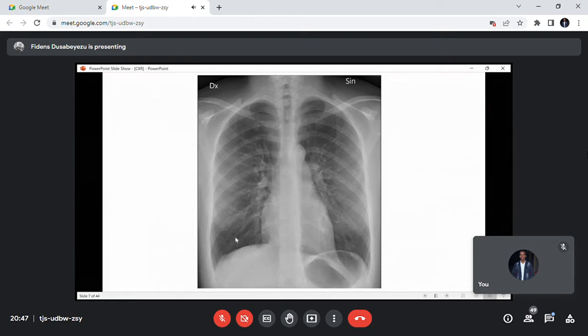Like now, if you count, that's 1, 2, 3, 4, 5, and 6. So if I can count at least 6 ribs, respecting those rules, you know that was in deep inspiration. Okay, but if you have a problem counting anterior ribs, then choose to count the posterior ribs.